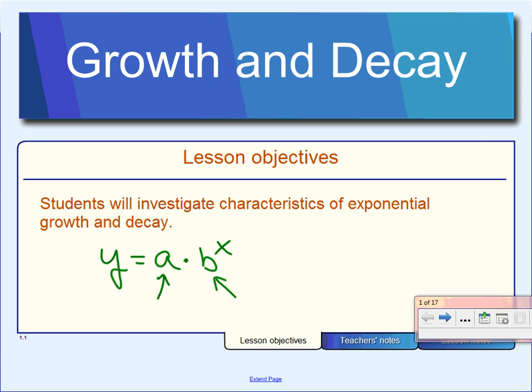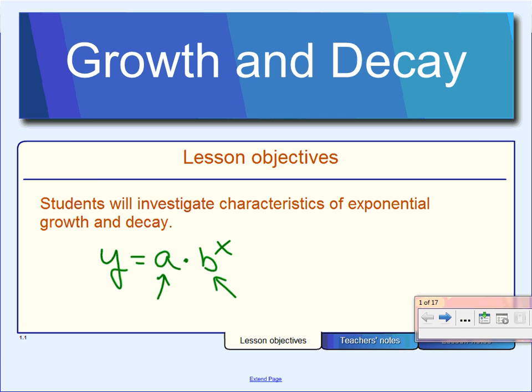B represented the pattern, or what we were multiplying by, or the ratio. We use a couple of different words here, okay? Those of you that weren't here on Friday, make sure you're keeping up with this because it's going to show up again. So again, b was the pattern. It's what we were multiplying by, or it was the ratio.